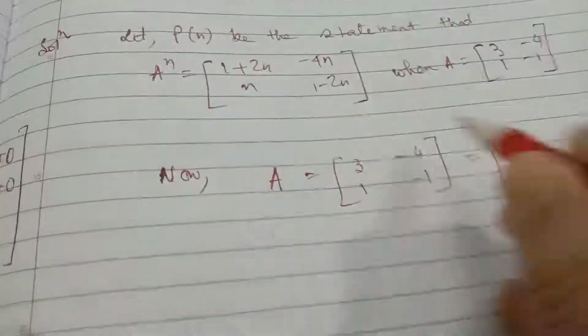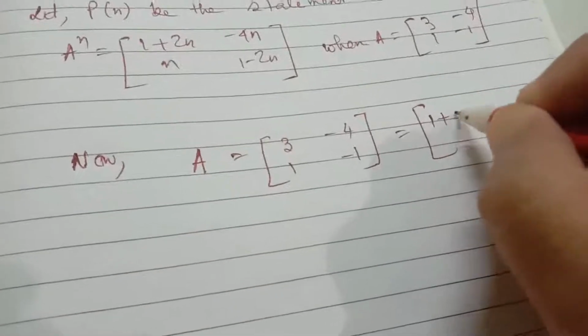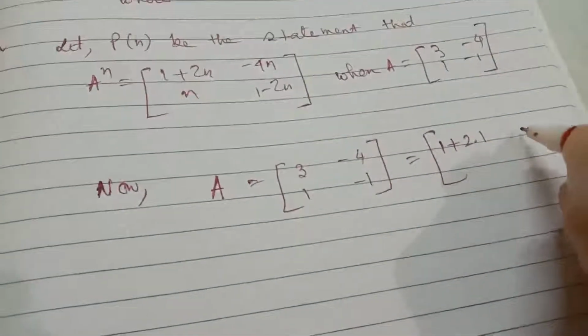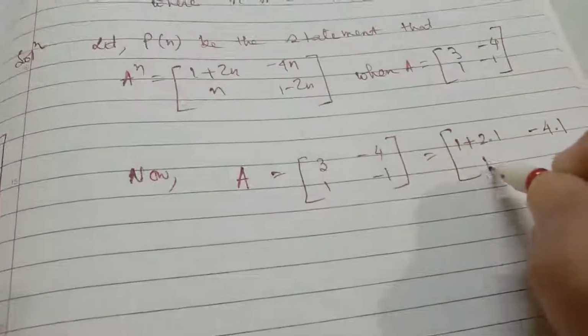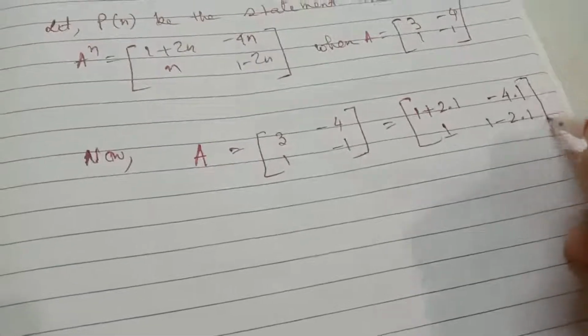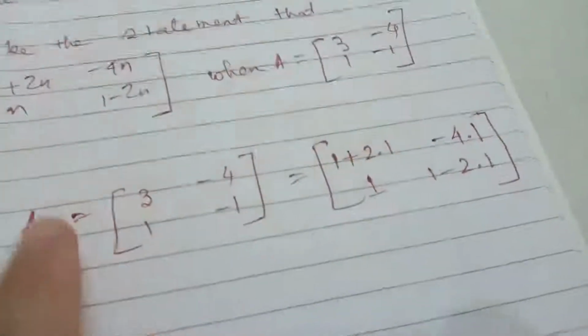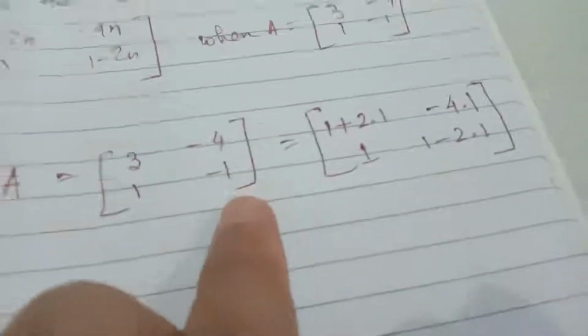We can write this in this way: 1 plus 2 into 1, minus of 4 into 1, 1, minus 2 into 1. Now if you simplify, you see 1 plus 2 into 1 is 3, minus 4 into 1, and 1 minus 2 is minus 1.